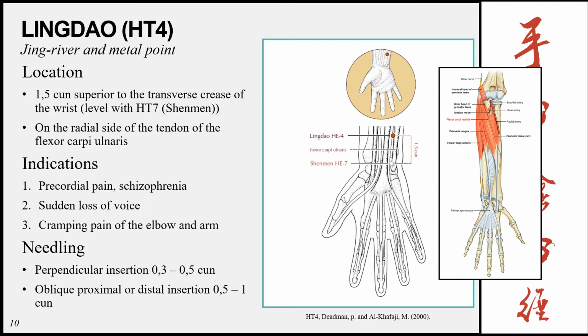to locate heart 7, which is over here. And we'll talk a bit more about how exactly to locate it in later slides. Firstly, you locate heart 7, and then we're going to go 1.5 tsun above this.